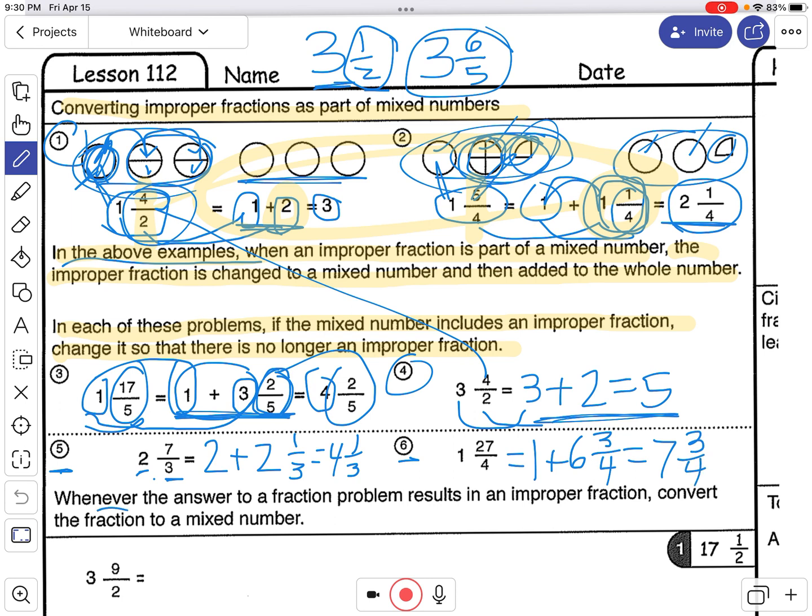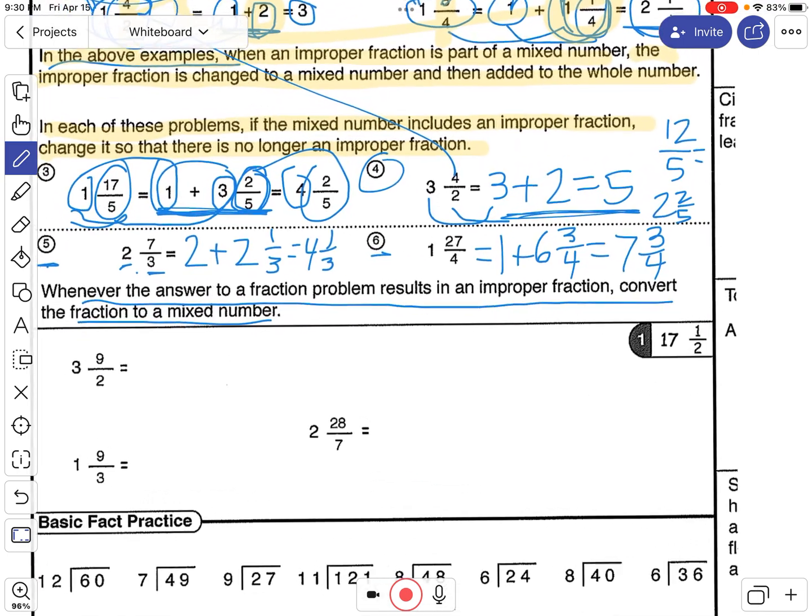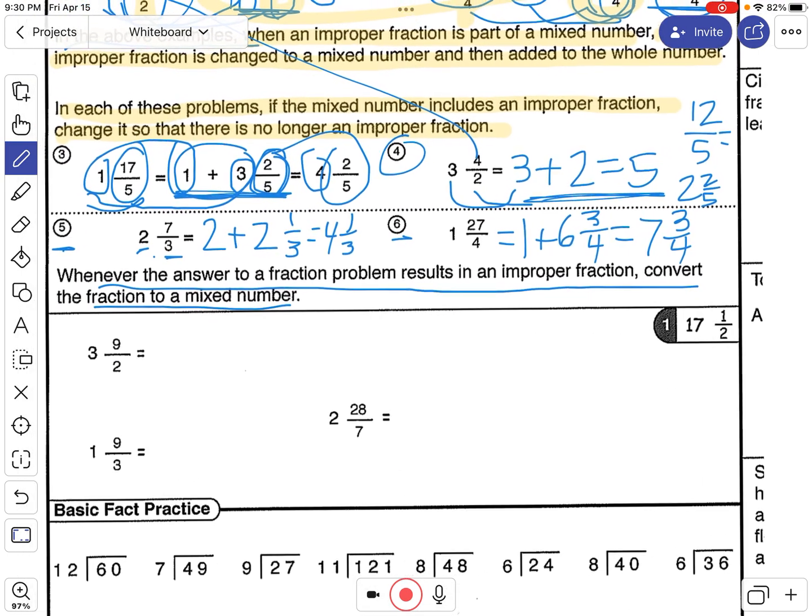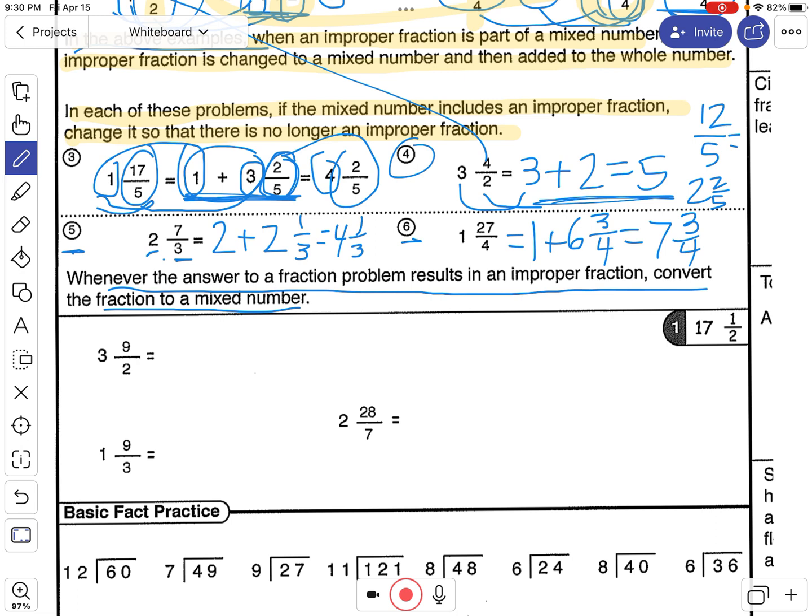It says whenever the answer to a fraction problem results in an improper fraction, convert the fraction to a mixed number. All right, so if you get a fraction answer that says 12 fifths, don't leave it as 12 fifths. What we want you to do is write that that is equal to 2 2/5. Don't leave your improper fractions as improper fractions. All right, so here's a checkbox with problems just like it. Don't forget to show your work, pause the video, and do this, and make sure you add up the check answer.